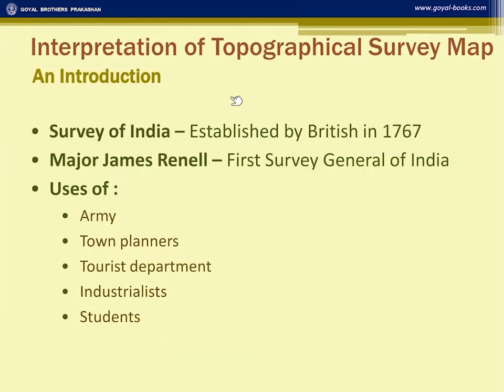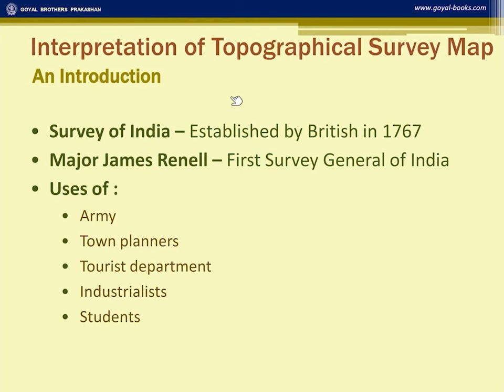Now let's come back to the topic. What is meant by topographical survey sheets? The first topographical survey sheet was made by Major General William Roy in Britain in 1765. In India, Survey of India was established by British in 1767. Major James Reynell was the first Survey General of India.